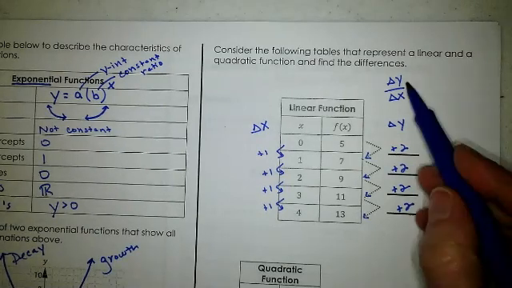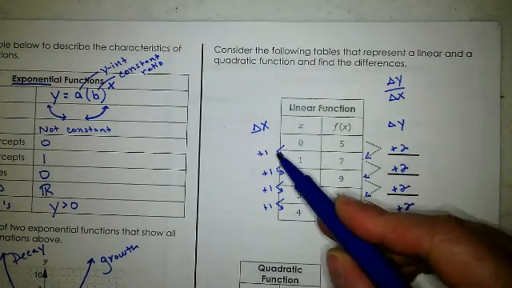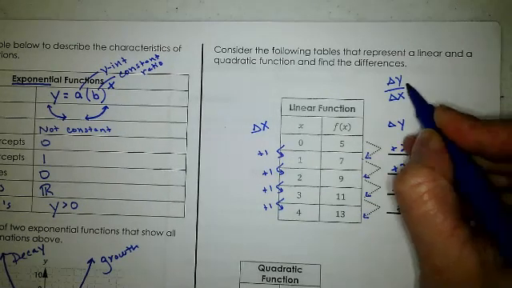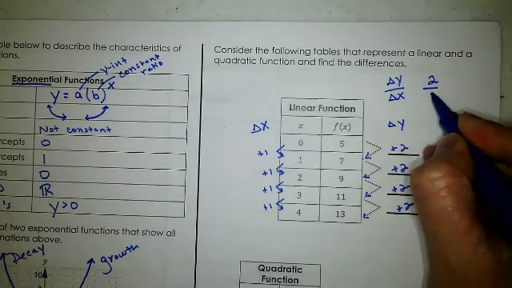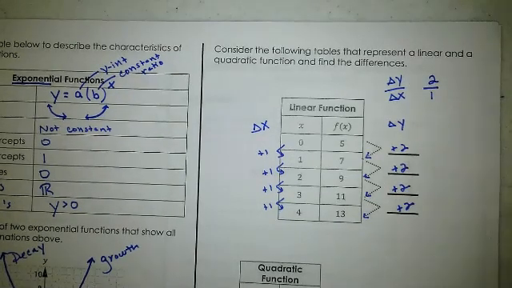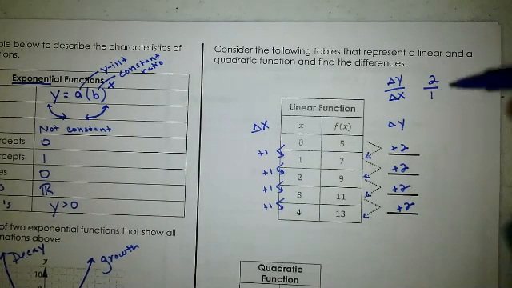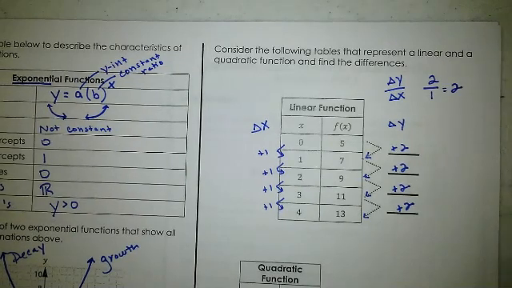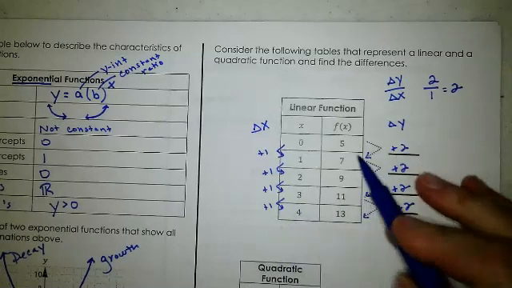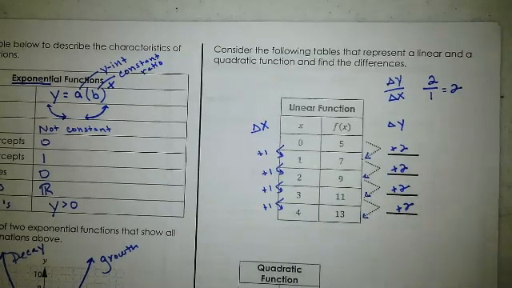So your change in y is always 2, and your change in x is always 1. So your change in y is 2, your change in x is 1. So your change in y divided by your change in x is 2 over 1, which is 2. So your slope would be 2. Every time x goes up by 1, y goes up by 2. So that's your slope. So it's a constant rate of change.